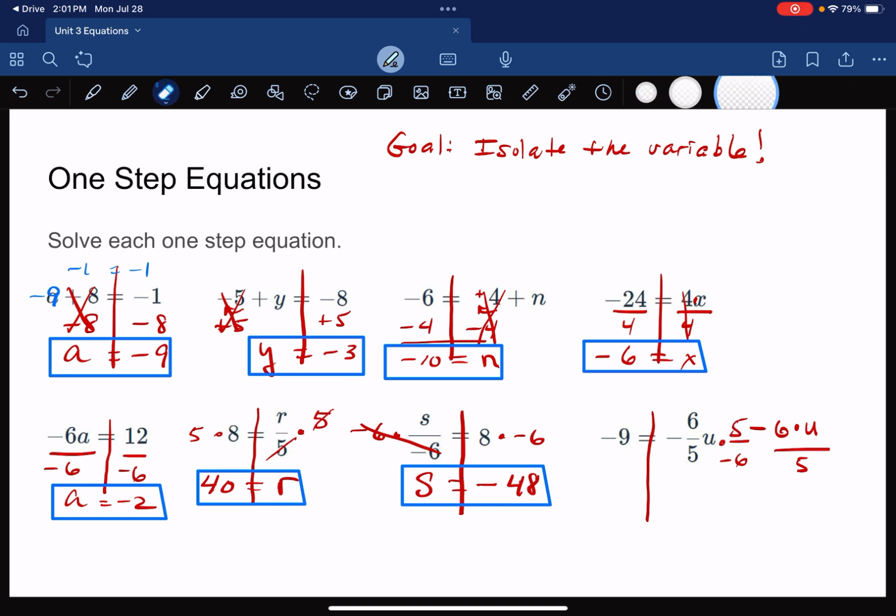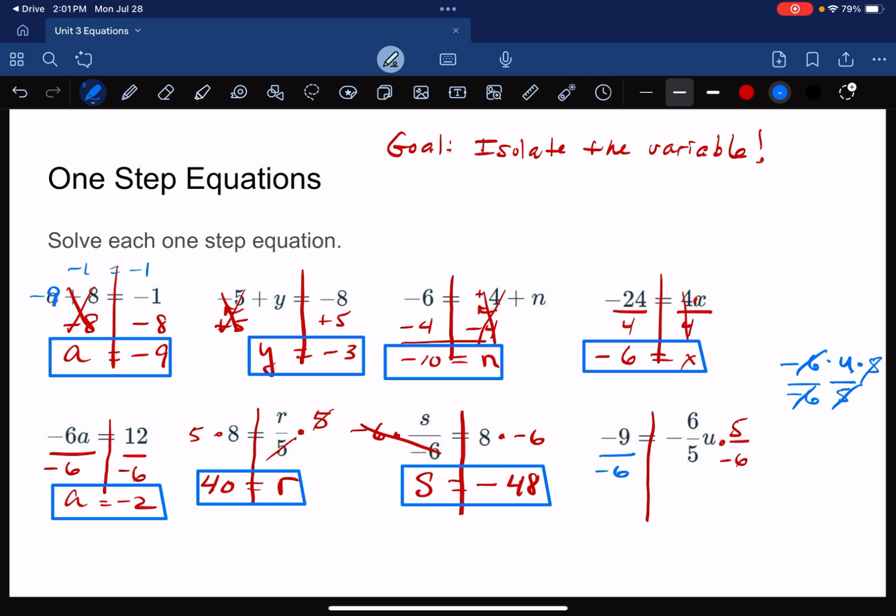Sorry, my problem ran into my explanation over here. So it's like I could rewrite this right side as -6 times u divided by 5. So I can get rid of the -6 by dividing by -6 and then multiplying by 5. So I've got to divide this side by -6 and then multiply it by 5.